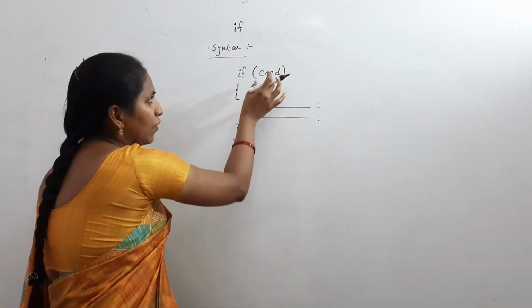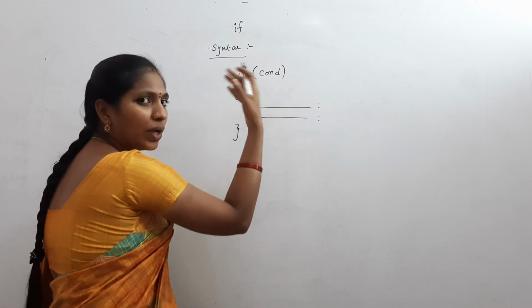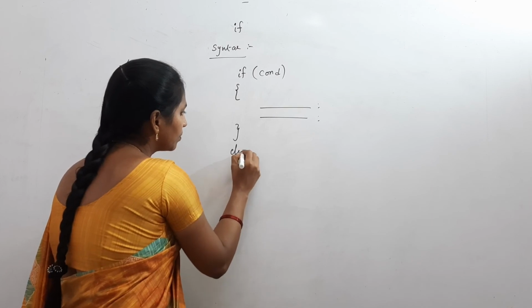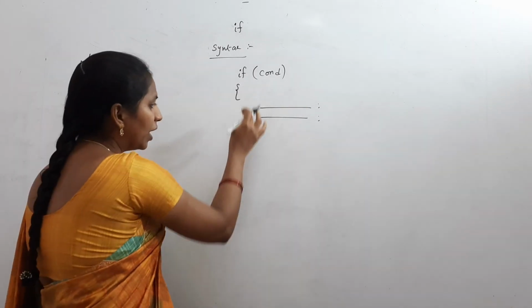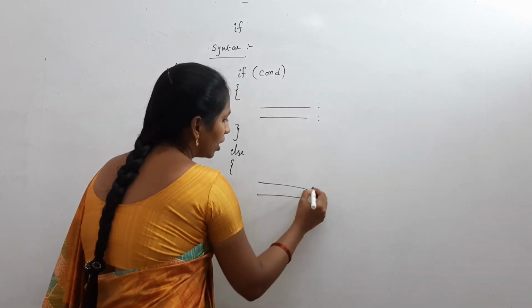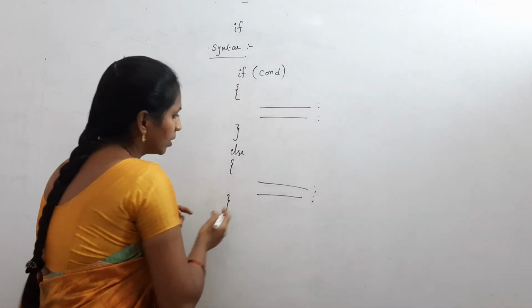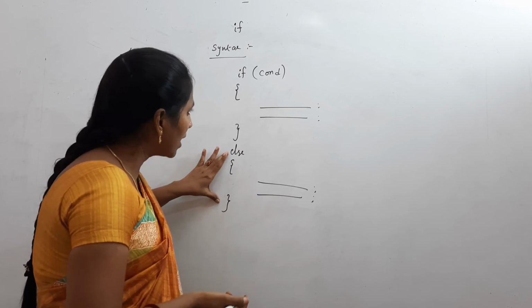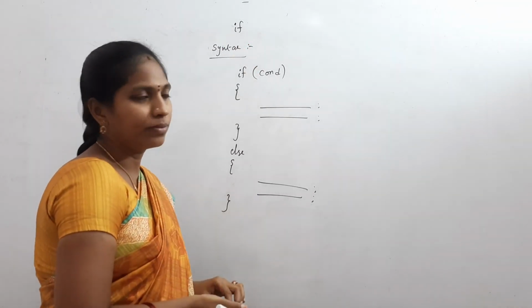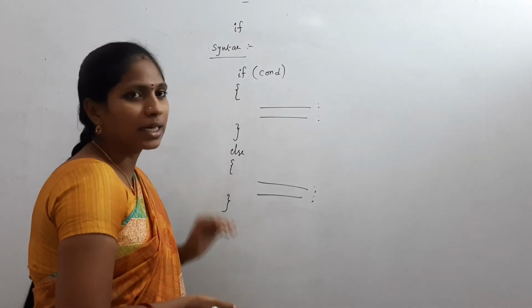Suppose if this condition is false, I want to execute some more statements. So, else. If corresponding else block, else, then write your statements here. This else block will be executed if this condition is false. This is the if else syntax.